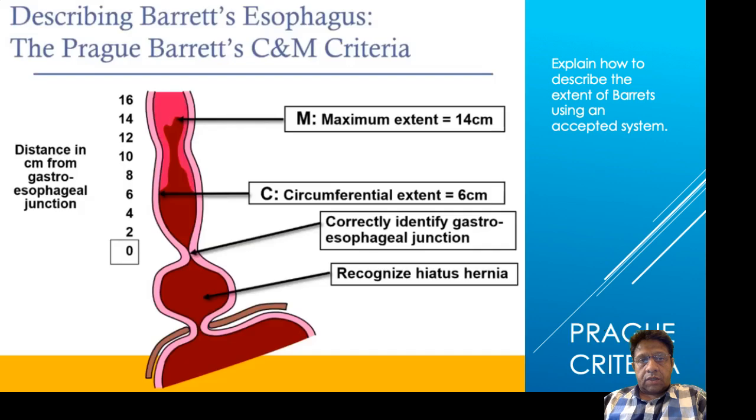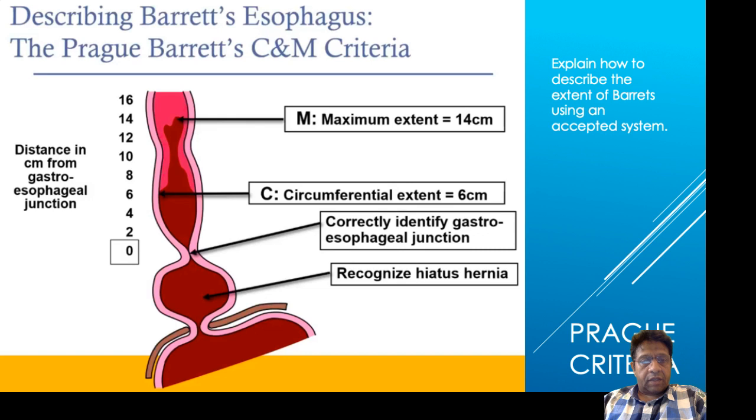Now, the extent of Barrett's is currently described using the Prague classification, and it uses two letters, C and M. C stands for circumferential extent, and M for maximum extent. So you first have to identify the OG junction, and then you measure from the upper limit of the gastric folds. You measure a circumferential extent, which in this instance is 6 centimeters, and then where there are little tongues of intestinal metaplasia visible, you measure the upper limit of that extent, and that will give you the M value.